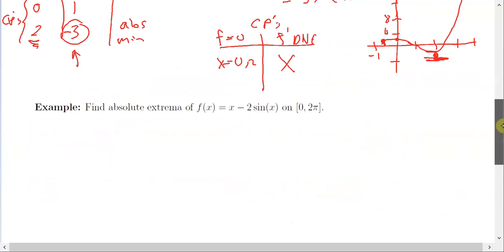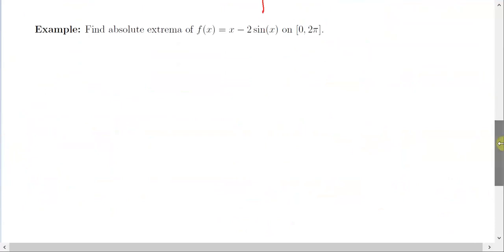Okay, let's do another one that involves some trig functions. So I want to find the absolute extrema on a closed interval. The process is to build this table.